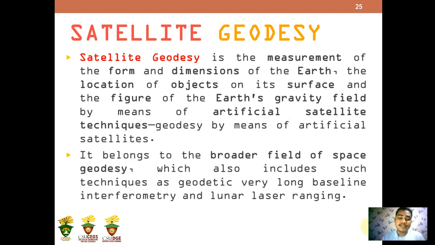Another one, satellite geodesy is the measurement of the form and dimensions of the Earth, the location of objects on its surface, and the figure of the Earth's gravity field by means of artificial satellite techniques. So basically, satellite geodesy is mapping or measuring the Earth's features, including the Earth's gravity field, its form, its size, its shape, by observing artificial satellites that are beyond the atmosphere.